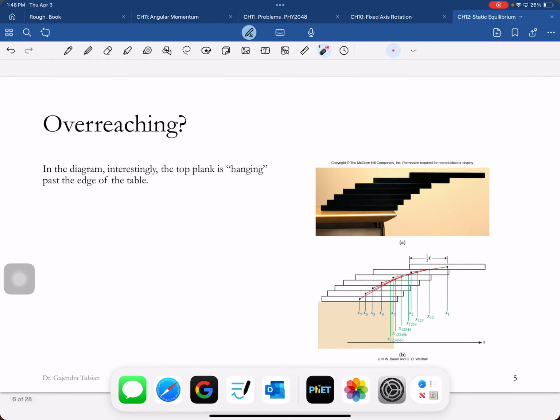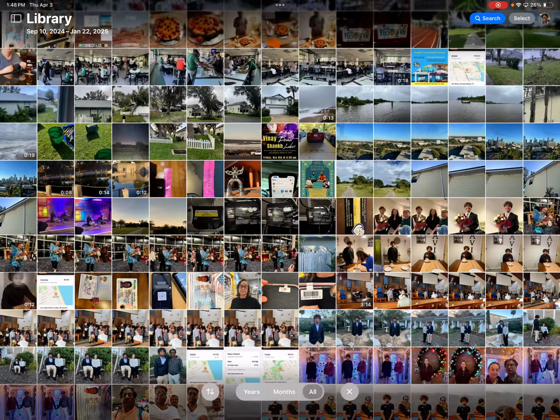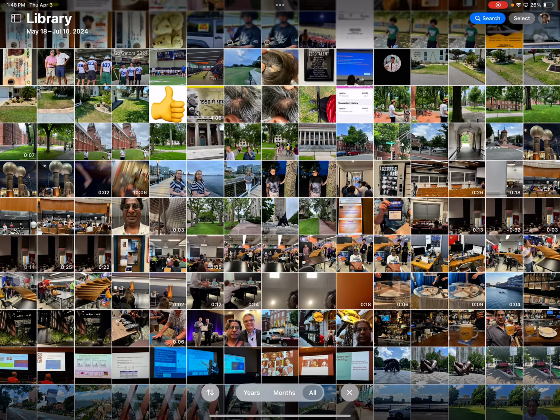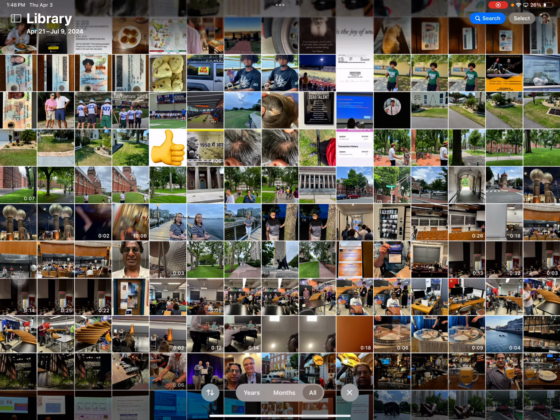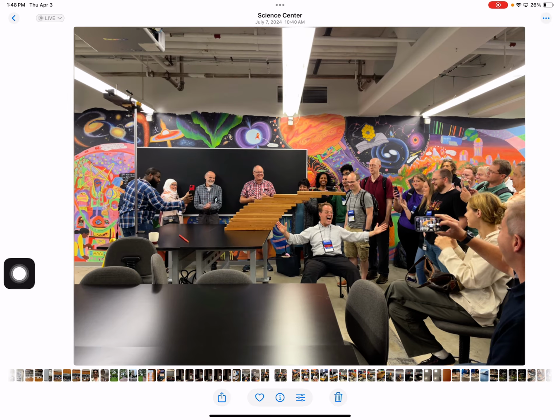So this is fairly neat. This is a physics demo lab at Harvard University, and this guy's in charge, and he's fairly proud of it.